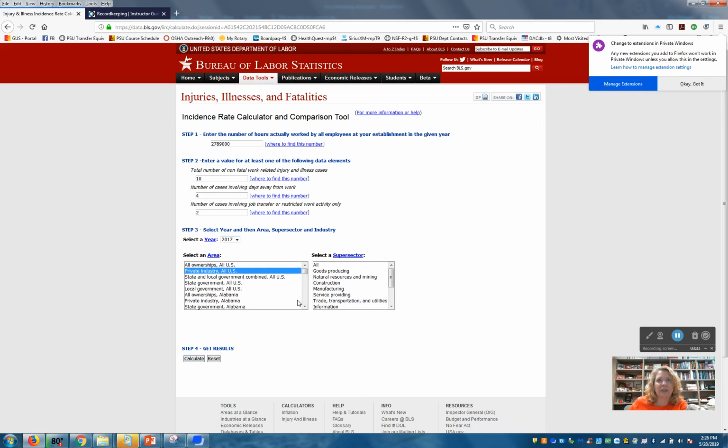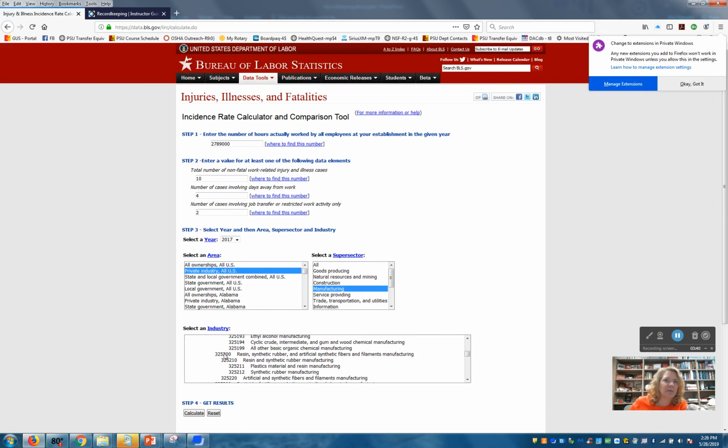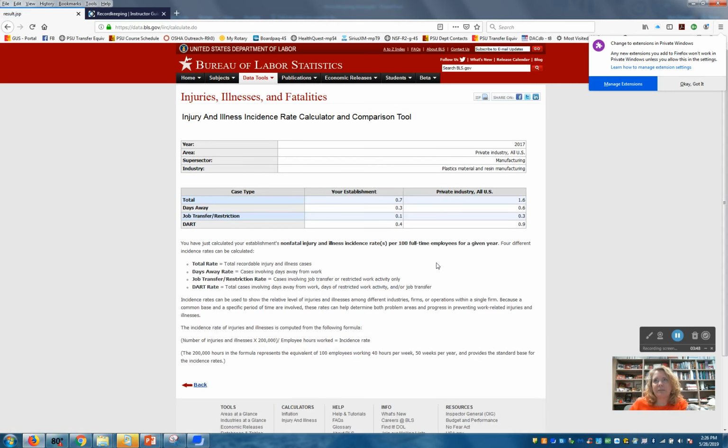We're comparing against 2017 private industry, and we can check manufacturing, which allows us to look at our code. I'm just going to pick plastics and resins, and then I'm going to calculate it. It tells us that our establishment is at 0.07 on the total cases, and the private industry is at 1.6. So we are underneath all the industries out there.